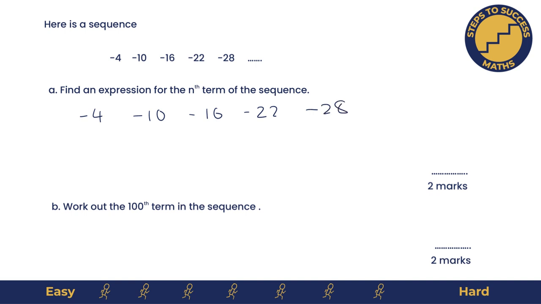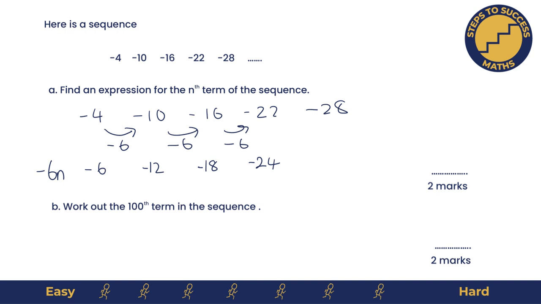Here is a sequence: -4, -10, -16, -22, and -28. Find an expression for the nth term of the sequence. So how does it change each time? Well, it goes down by 6. We subtract 6 to get to the next term. So this time we want the -6 times table, -6n. So that's -6, -12, -18, and -24.